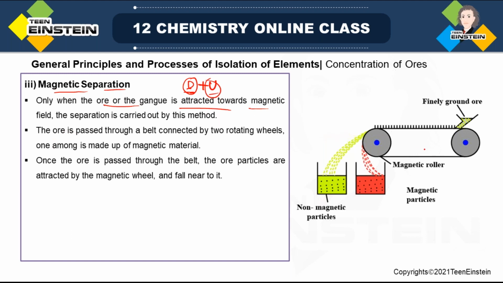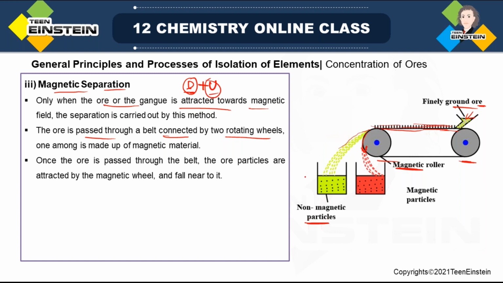otherwise not. So in this method, what we do, the ore is passed through a belt, and this belt is connected by two rotating wheels. So these are the two rotating wheels and this is the belt. Okay, now finely ground ore that we are supplying here will be spread over this belt. Now one of these rollers that you are seeing, the left hand side, is magnetic in nature.